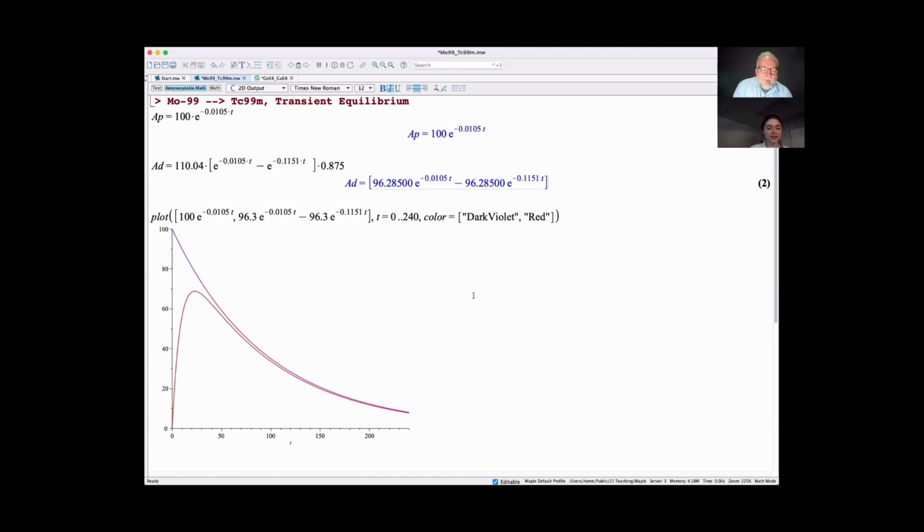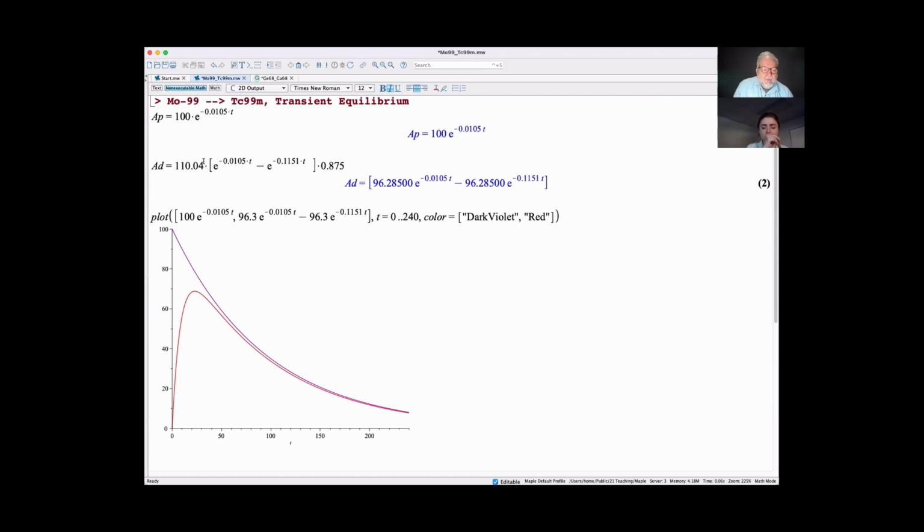Yeah. Okay. So instead of 1, I used 100, but it doesn't matter, right? So this is whatever your initial activity is for your parent. This is the lambda for the parent decay constant, and this is time in basically hours, right?